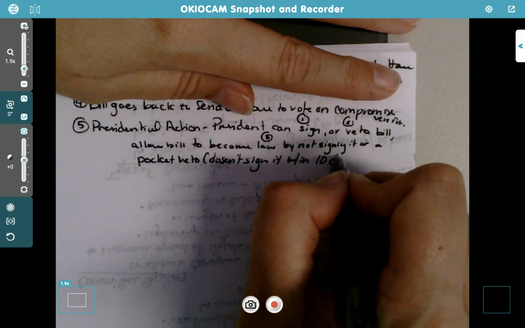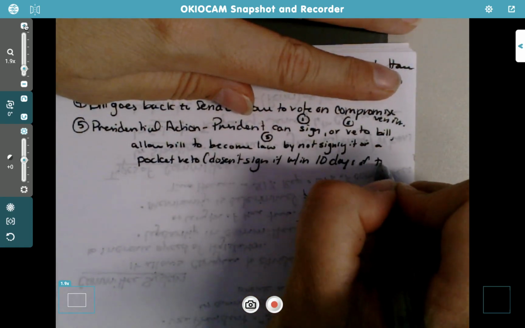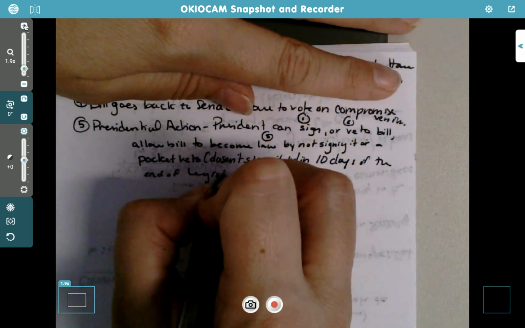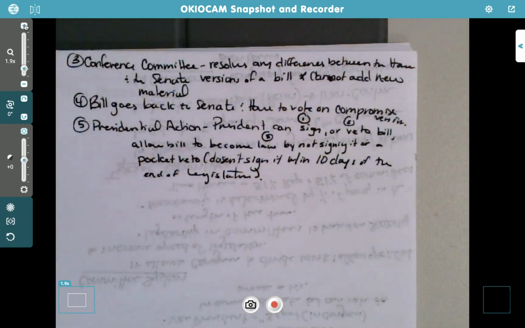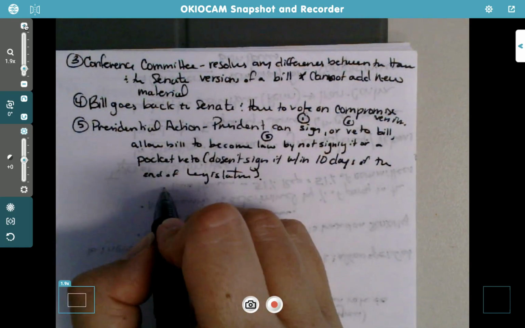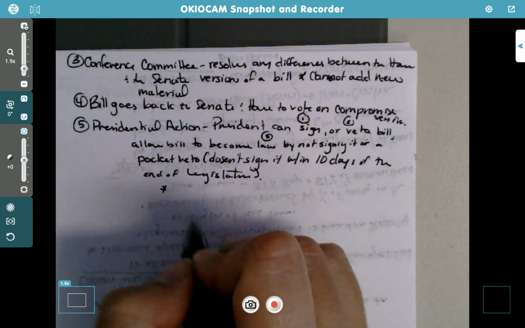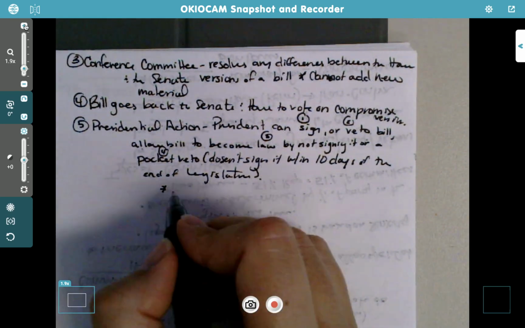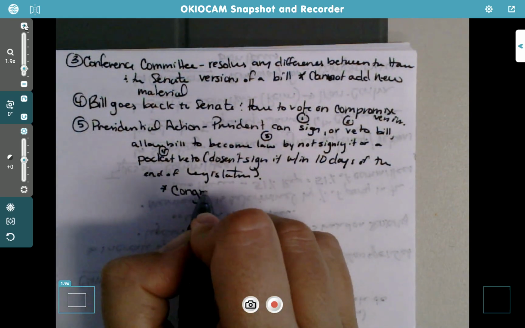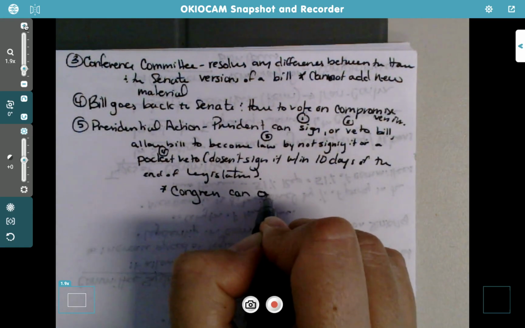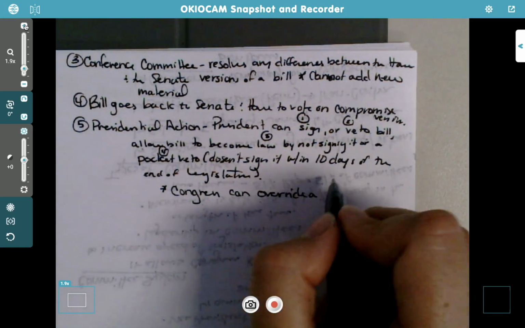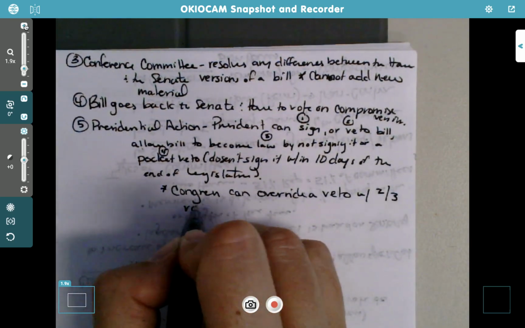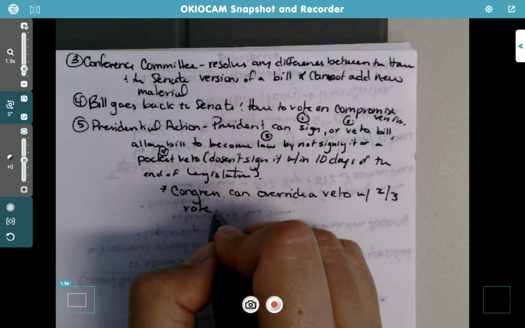within 10 days of the end of legislature. Okay, put a star. 3, or pocket veto should have a 4 over it. Congress can override a veto with a 2/3 vote in each house.